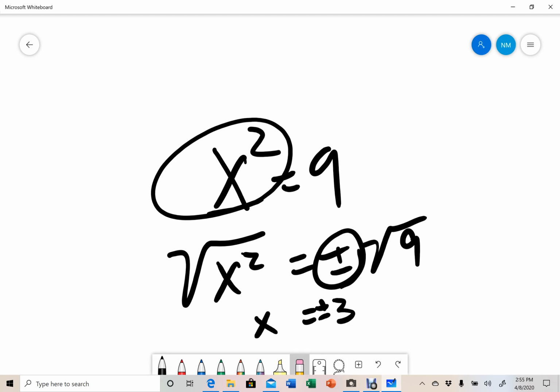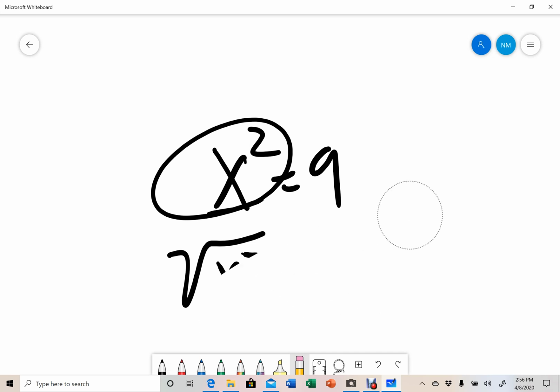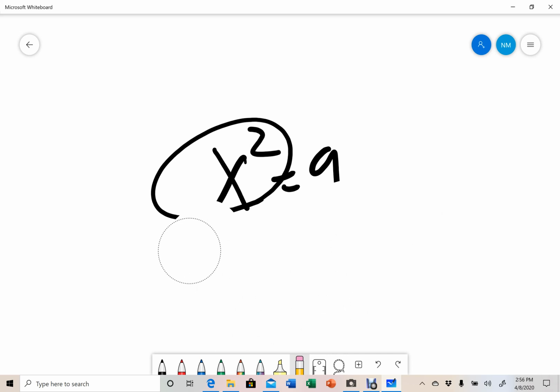Now, what happens when we have a binomial? Remember, when we have a binomial, things work just a little differently.